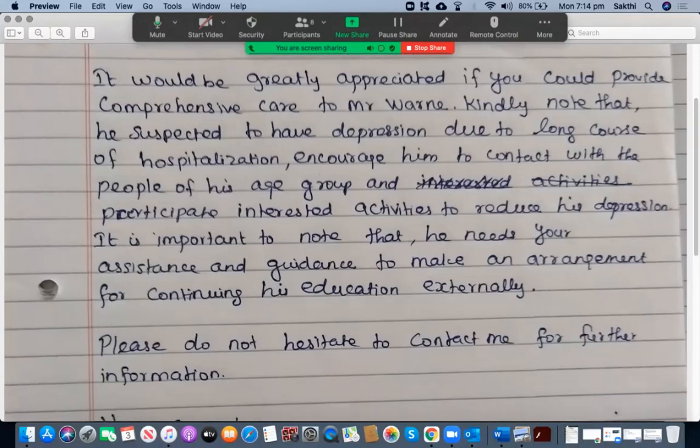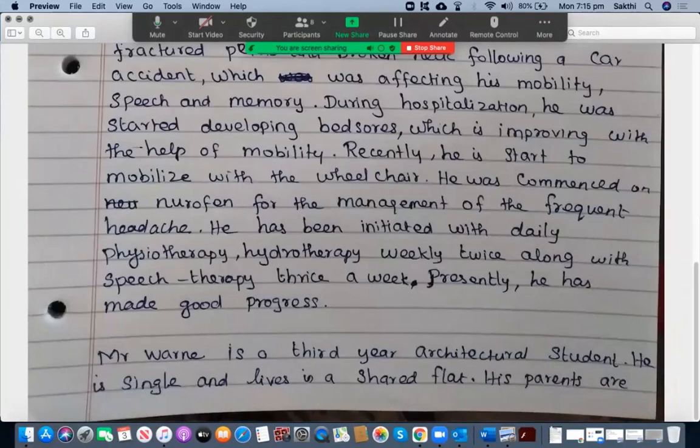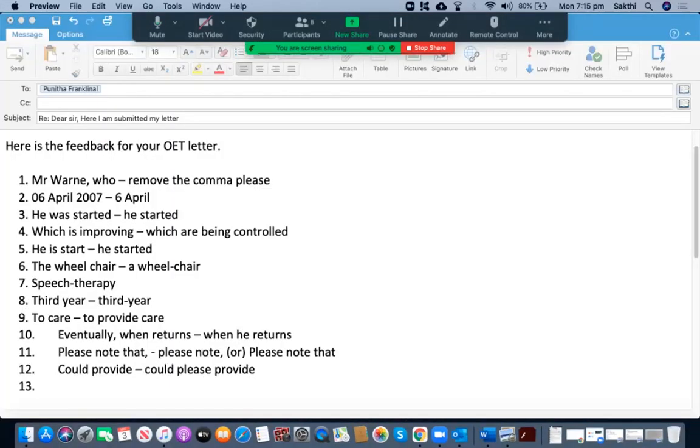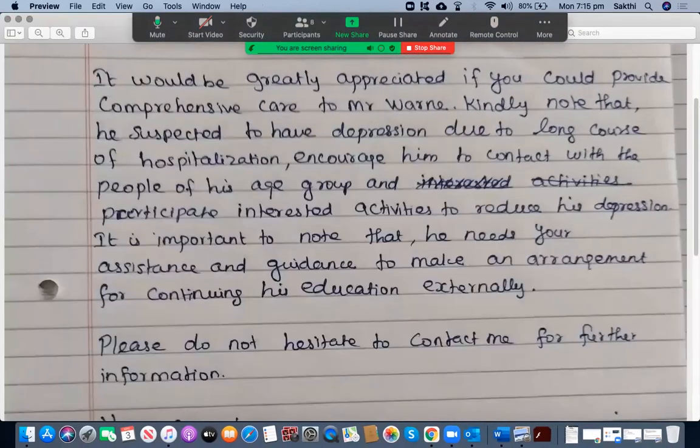Could provide comprehensive care to Mr. Warne. Good. Kindly note that, again a problem. "Note that" is not needed here. So for "note that," you should remove the comma, or you have to say "note" alone. Either is good. Kindly note that without a comma, or kindly note and then a comma. So use either, please.